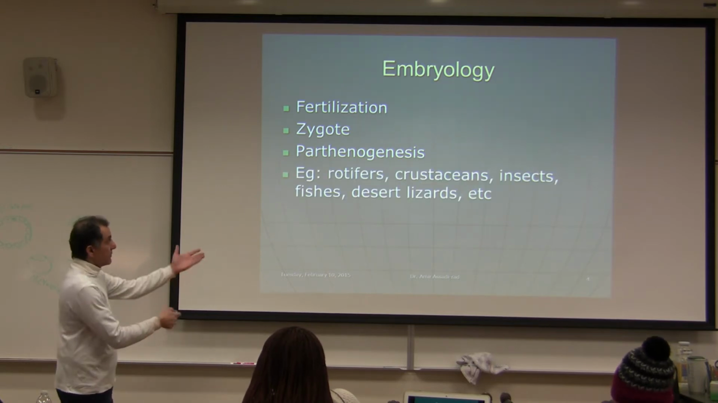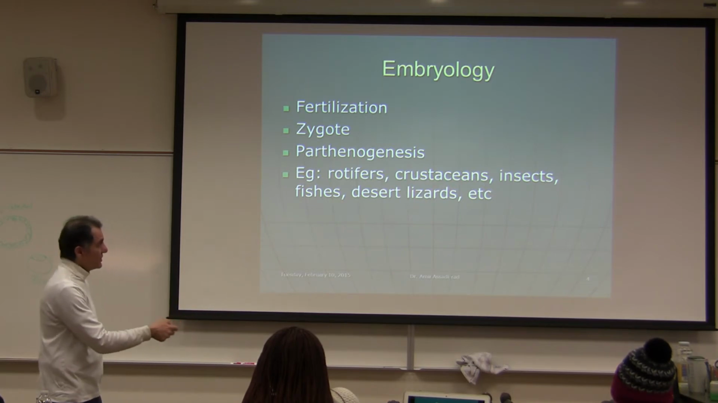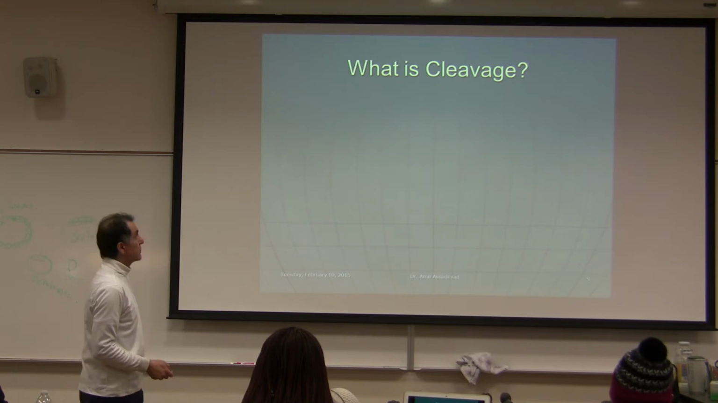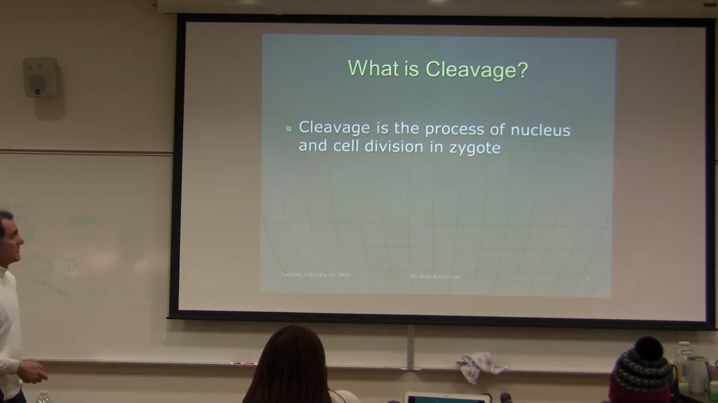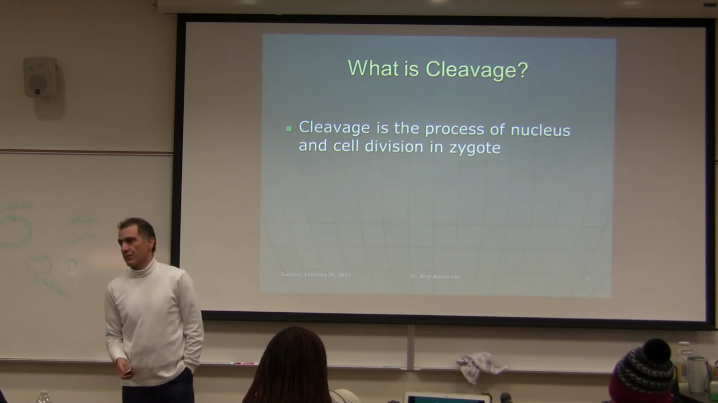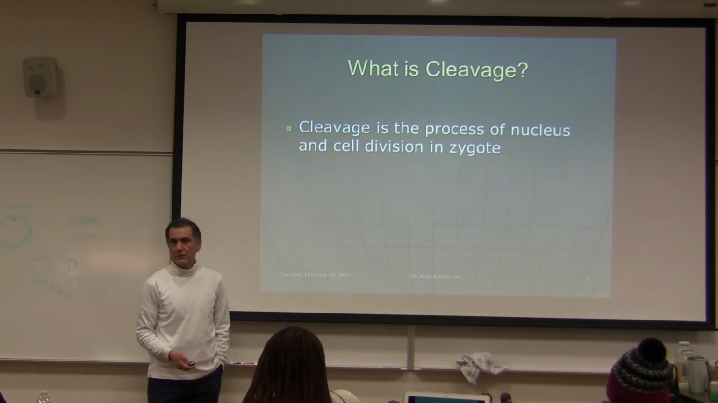Okay, examples: rotifers, some crustaceans, some insects, some fishes, some lizards, etc. Okay, what is cleavage? Cleavage is the process of nucleus and cell division in the zygote, mitosis, after the zygote, pretty much.